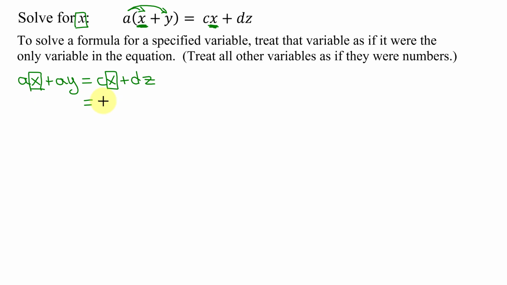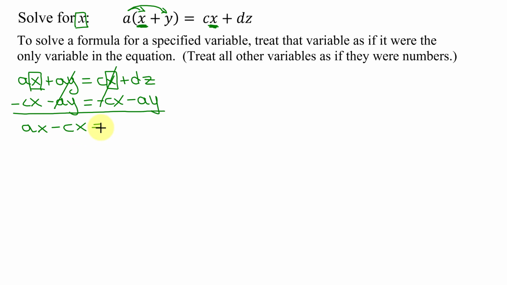So that means I'm going to have to subtract cx from both sides. And at the same time, I'm going to move the ay, so I'm going to subtract ay from both sides of the equation. So I get ax minus cx. Can I combine those? No, unlike terms, so I just leave it as ax minus cx equals, on the right-hand side, dz minus ay, unlike terms, so just leave them alone.